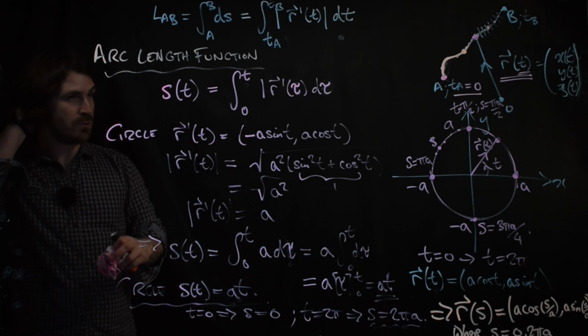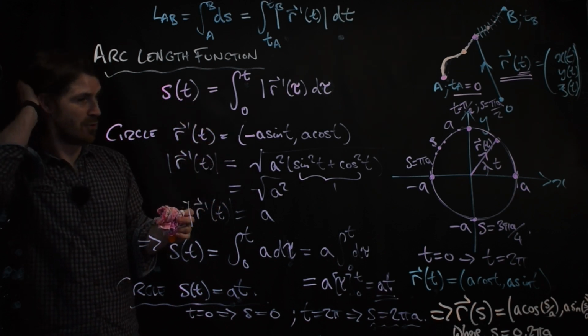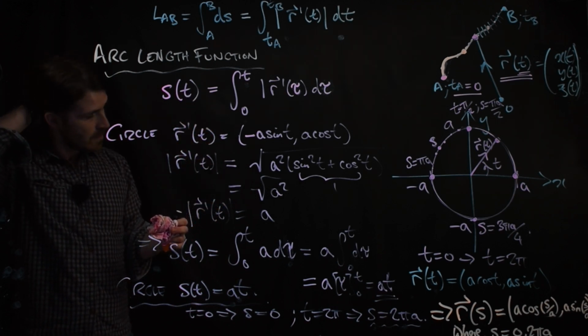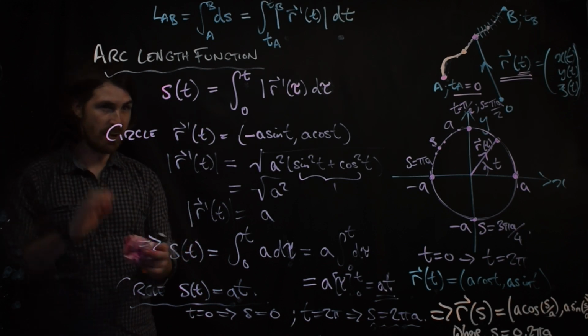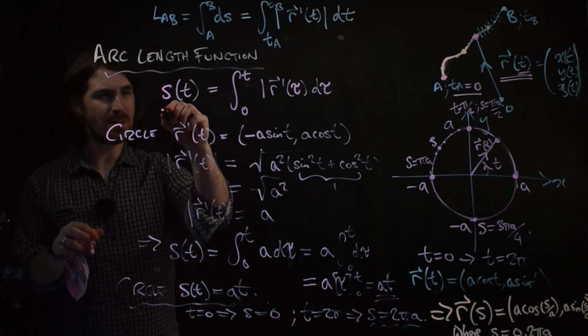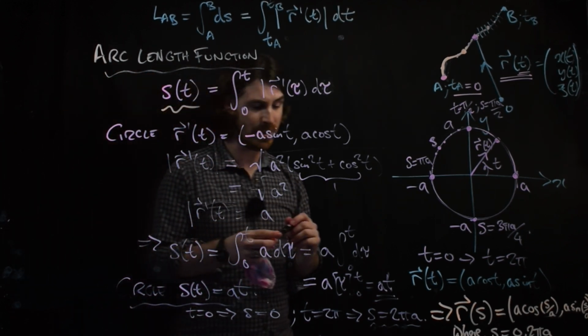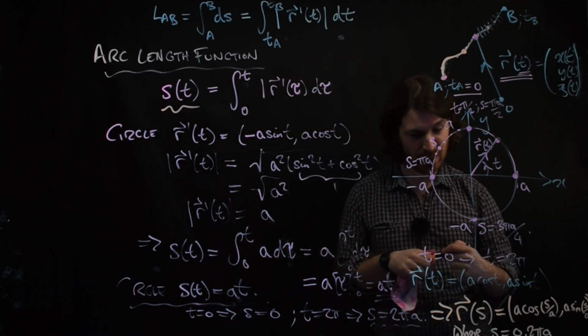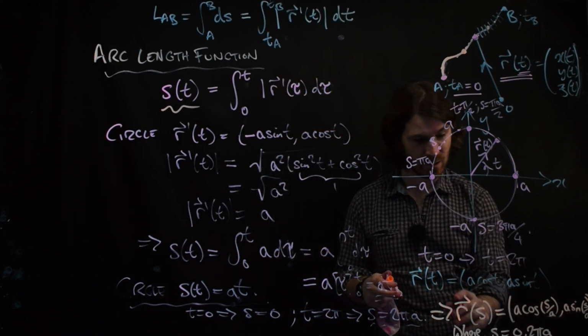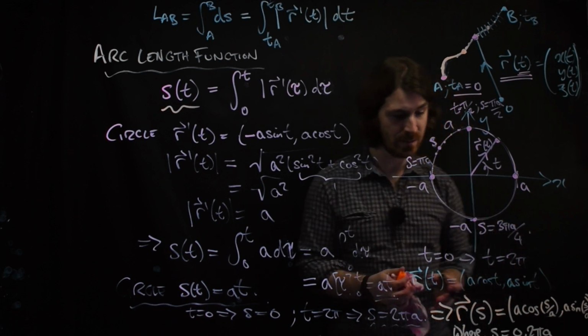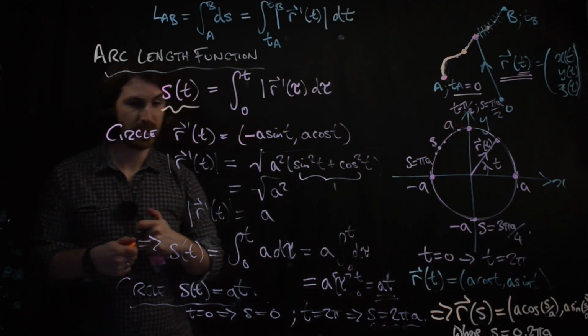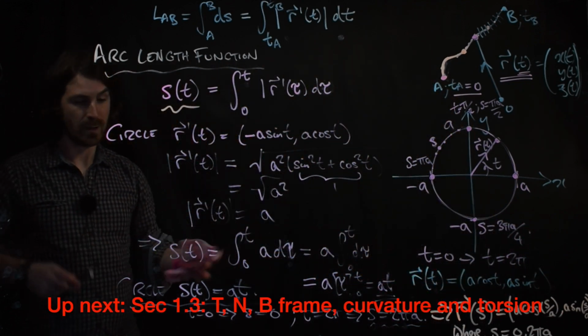Okay, so we're going to use this kind of s function in what comes next. So in general, it's quite difficult to calculate this s. Okay, so it's not always easy to write this natural parameterization. For the circle it is, okay, but in general it's not. Okay, fine, okay, let's move on.